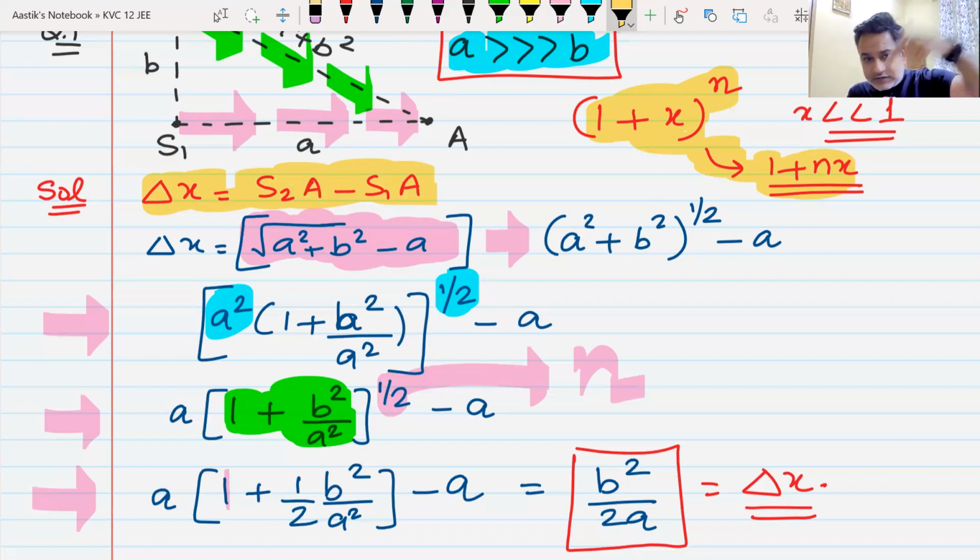The green ray moves like this. The pink ray moves like this. This distance minus this distance, that is physics. Rest is all maths. We understand what we have done here, yes or no?